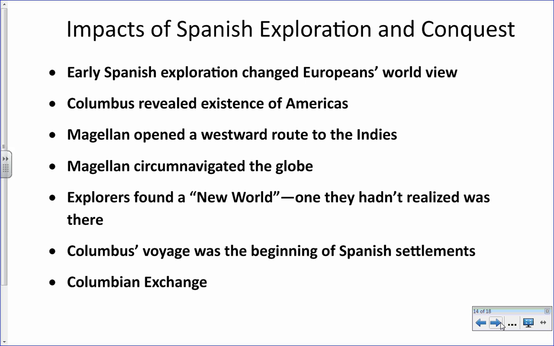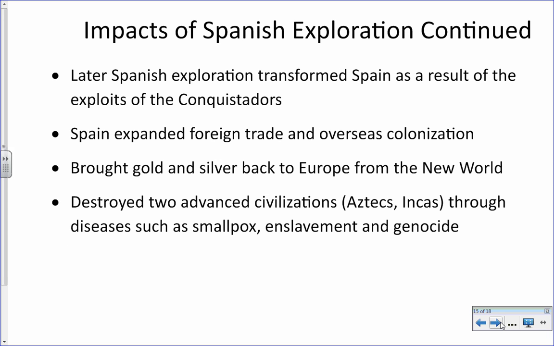They found what, in parentheses, is the New World, in parentheses because it was an old world. It was just the world for the folks who were already living there. And Columbus began Spanish settlements or colonies at this time, and the Columbian Exchange took place, which we'll get to. The conquistadors expanded the Spanish Empire, expanded Spanish wealth and fame and prestige and territory. There was an exchange called the Columbian Exchange, which we'll get to in the next slide. But the bottom line is two advanced civilizations, the Aztecs and the Incas, were destroyed for a number of reasons.